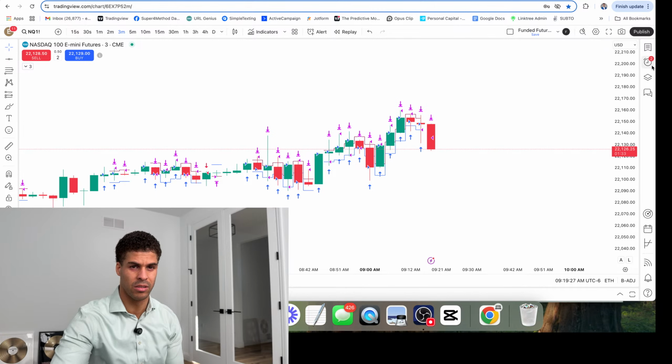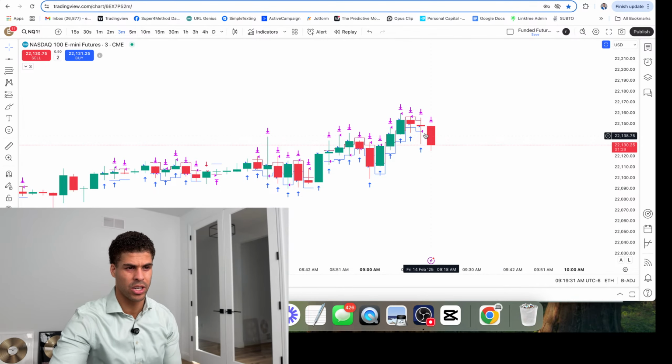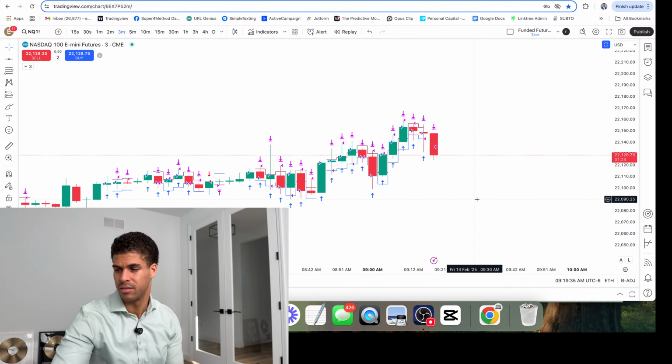Anyway, so looking forward to testing this out today to see how it works. We've only had one winning trade so far, and it worked decently. So we'll get some more, and we'll be able to see kind of what's going on.